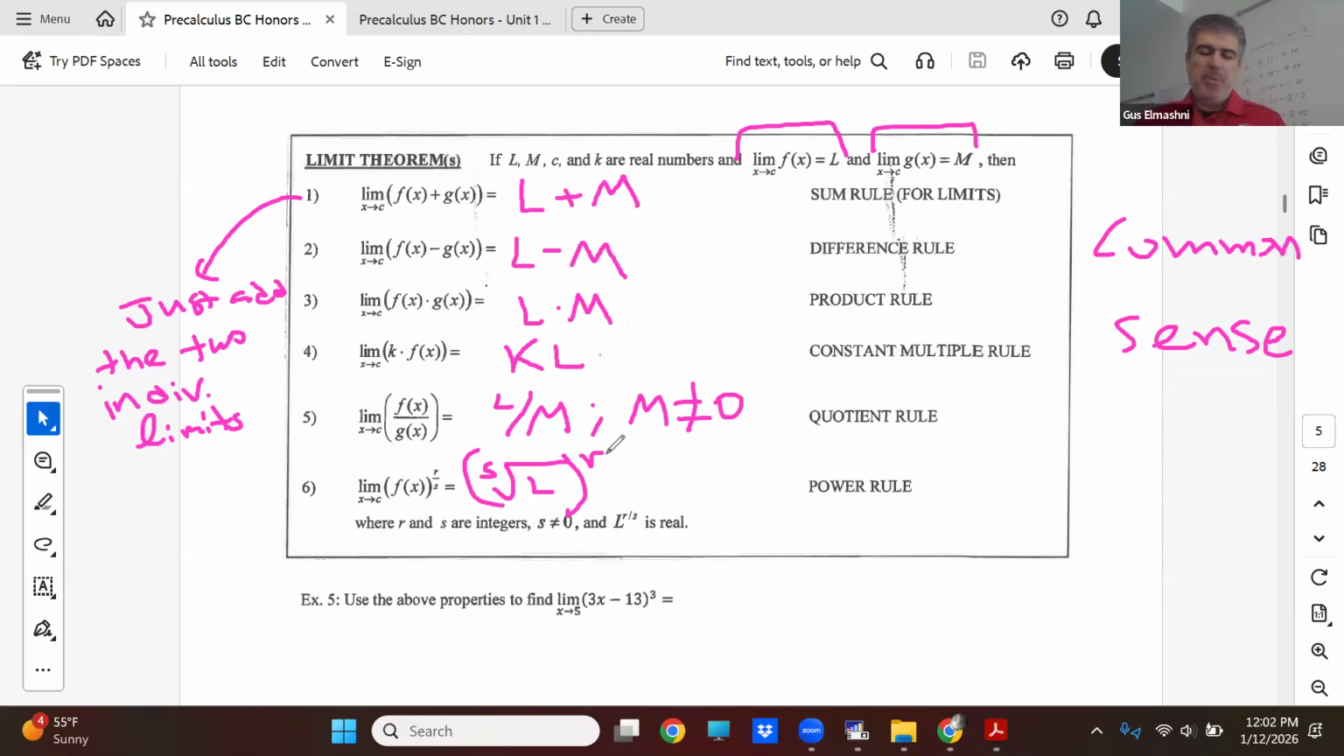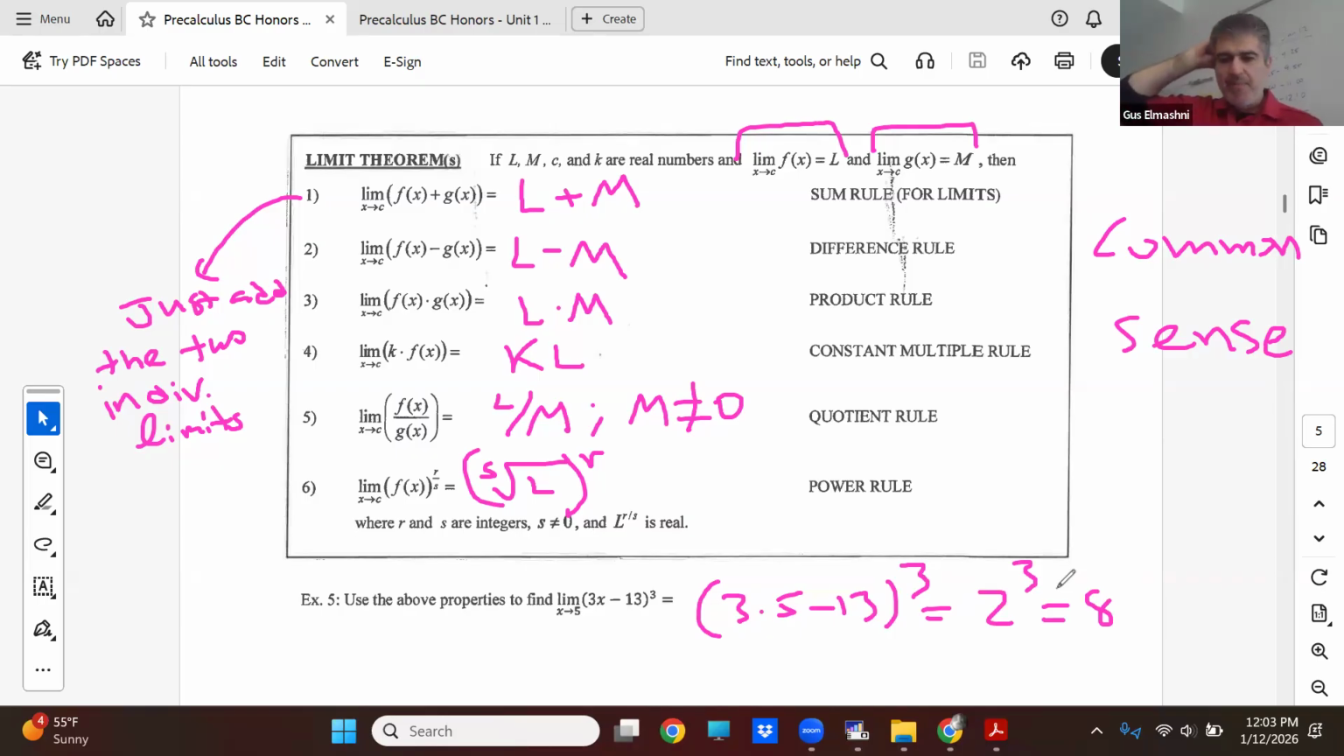So in this case, use the above properties. We could decompose this and break it down into all the separate parts. Seriously, I'm not going to waste your time. Just plug it in. I'm not really using the properties, I'm just plugging in. If you want to use the properties, you could say one function is 3x and the other is negative 13, or the function is 3x minus 13 and the other function is a cube. It's just dumb. Just plug it in. Just plug in x equals 5.